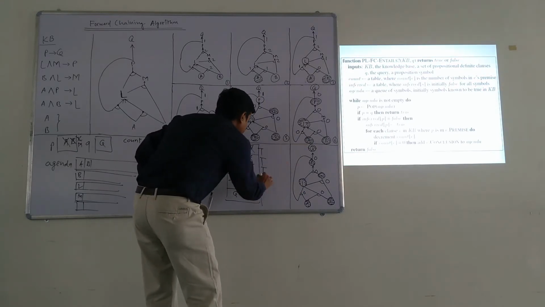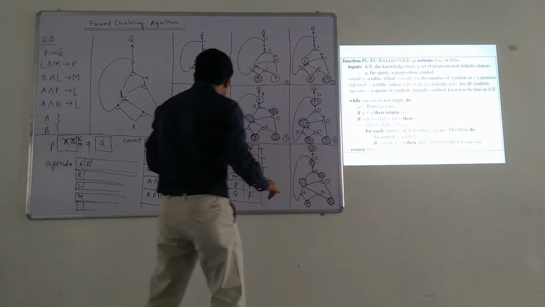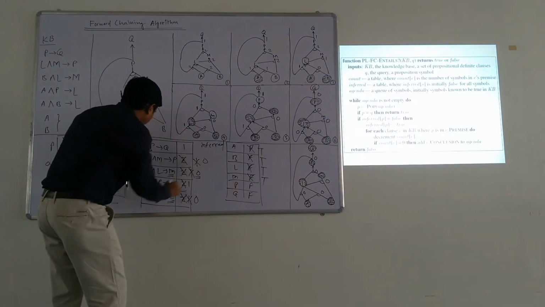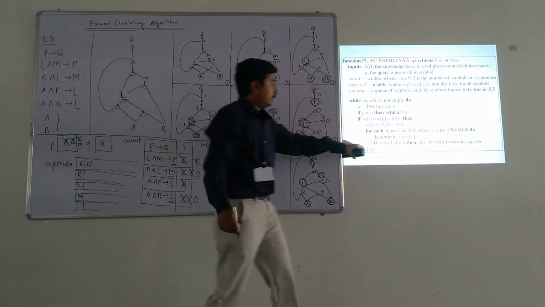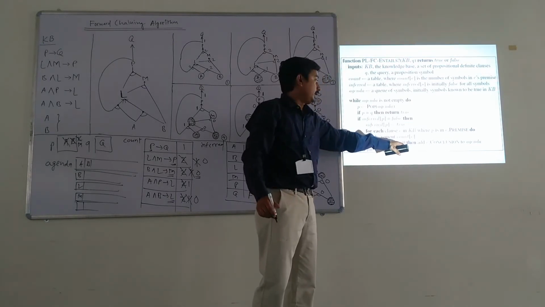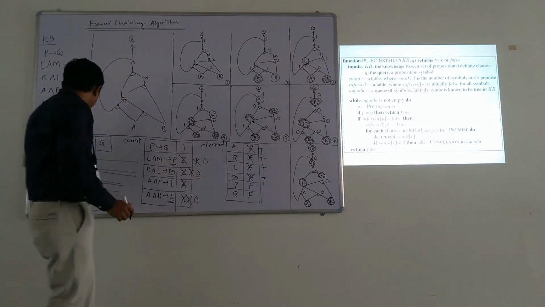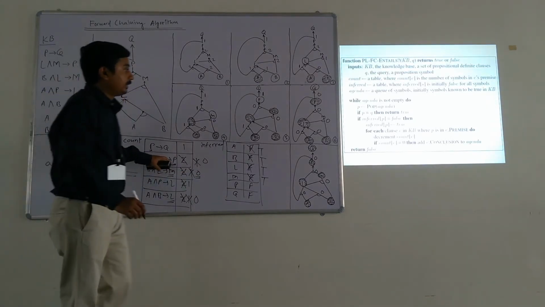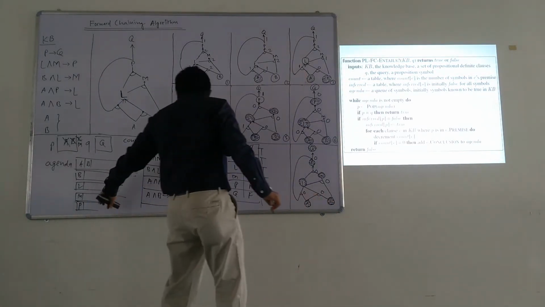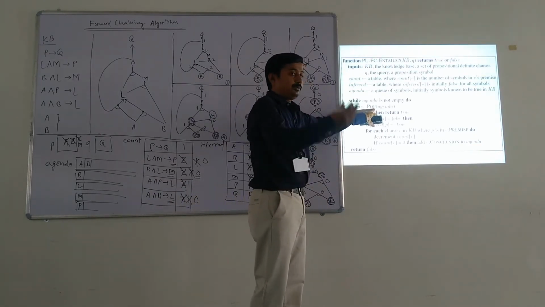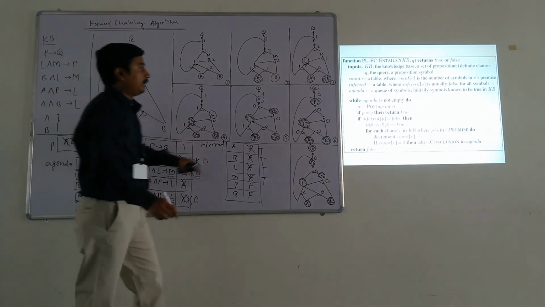The next one, whether M equals Q? No, then infer M, which was false, becomes true. Then for each clause where M is in the premises, you decrement the count, so it becomes 0, and that's it. Then if the count becomes 0, we have to add its conclusion to the agenda. So P will be added to the agenda.